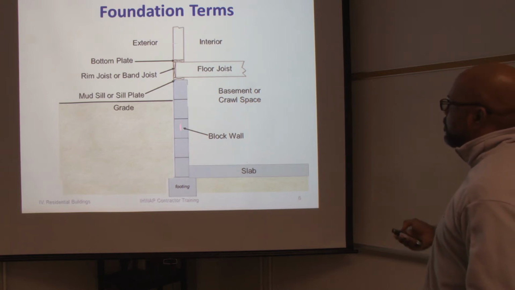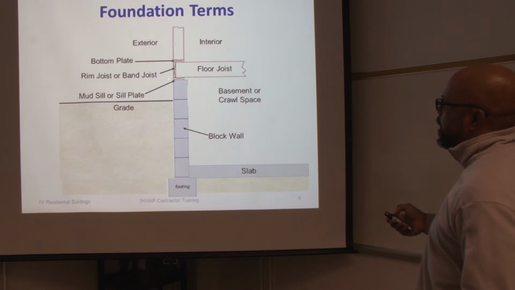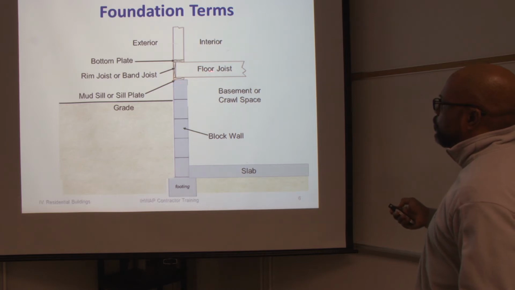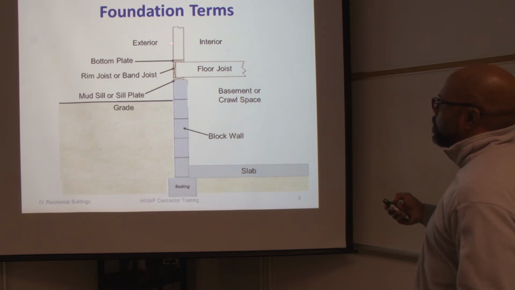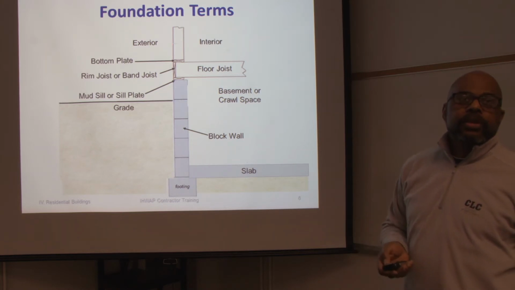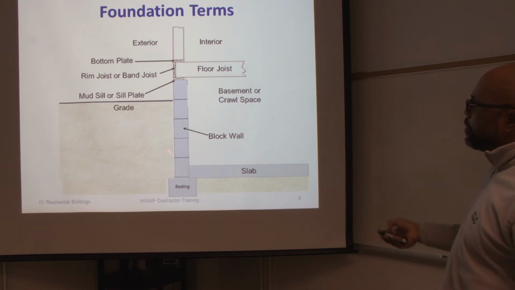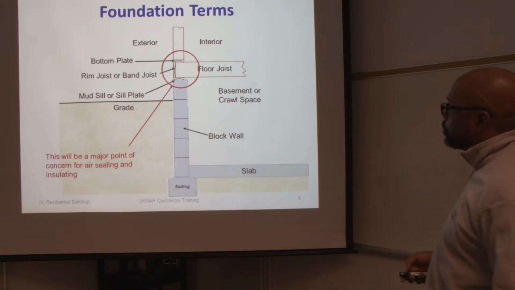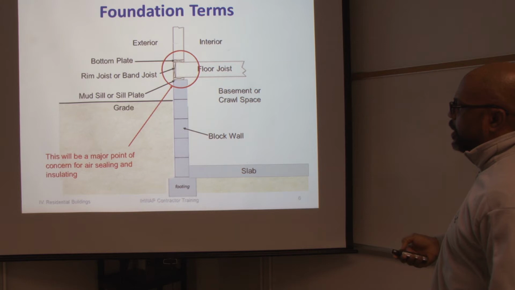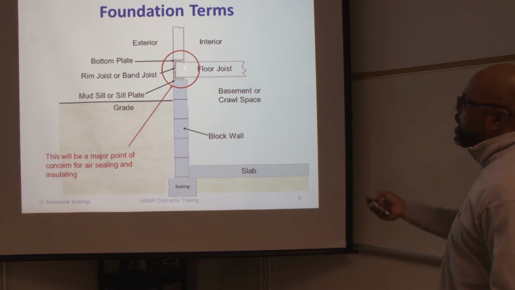Then we have the foundation wall. It could be block, could be poured, or other types of materials. We have a mud sill or sill plate, which would be on top of the foundation wall. The floor joists would be mounted on top of that. Then from that they would build the walls, and the walls will have exterior and interior, based on the sheeting you would have. As we look at this, we have the portions of the terminology for a foundation. This will be the major point of concern for air leaking into a house.